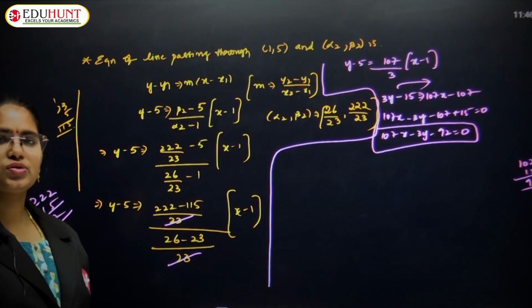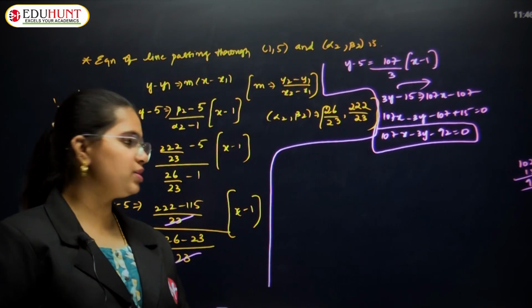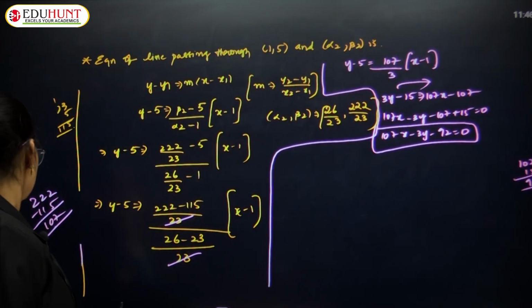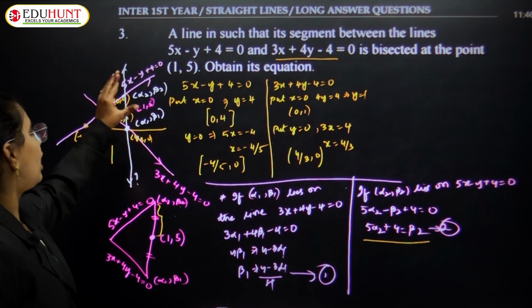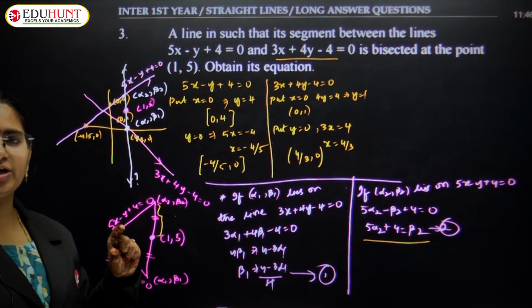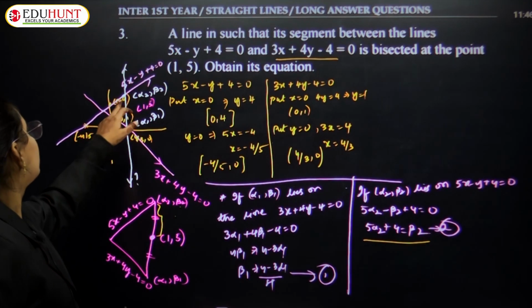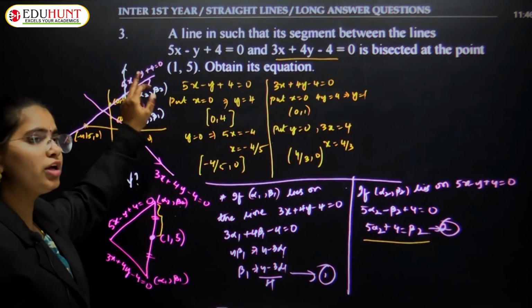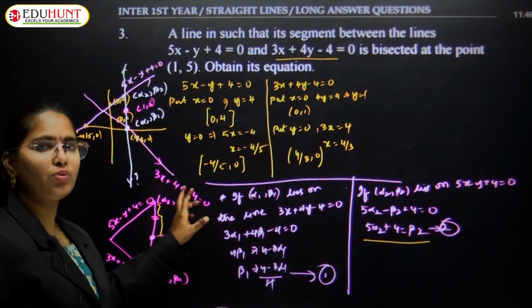Am I clear? This is quite a lengthy problem, so let us recall this problem once again. Okay. So what is the first part of the question we have done? I need to find out a line segment. Which line segment do we need to find? The one between 5x minus y plus 4 equal to 0 and 3x plus 4y minus 4 equal to 0.